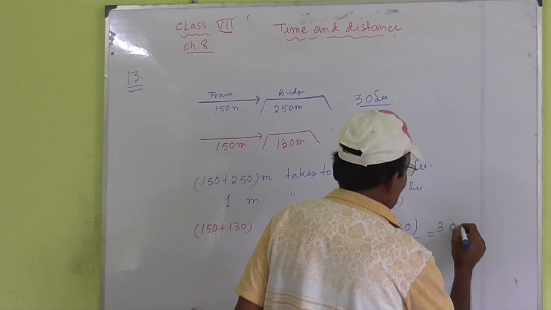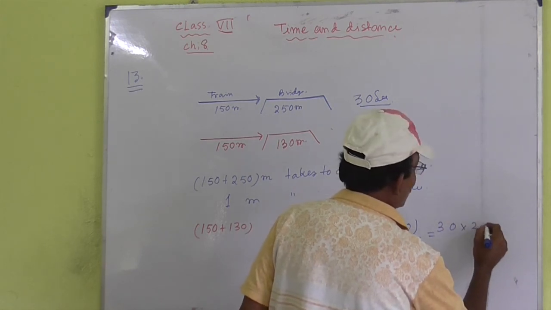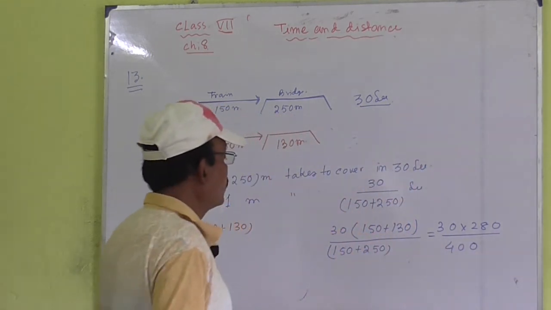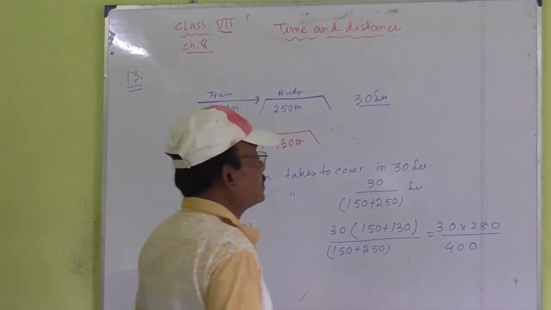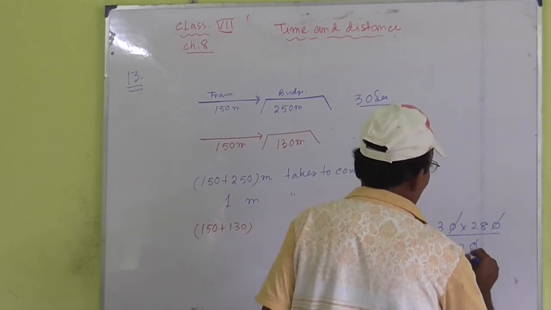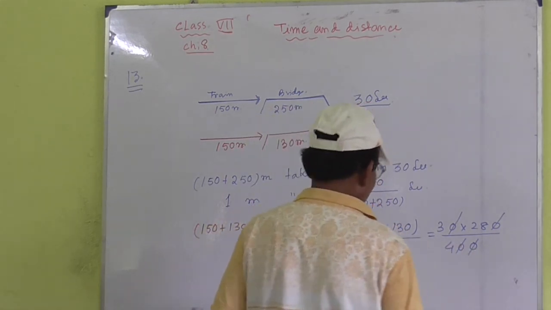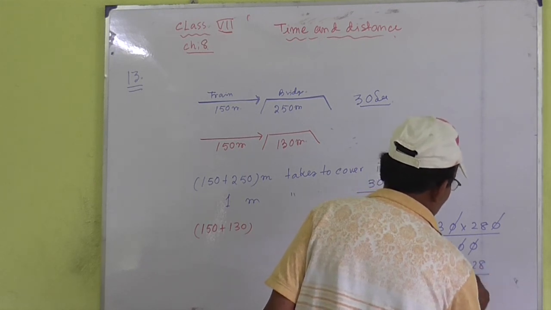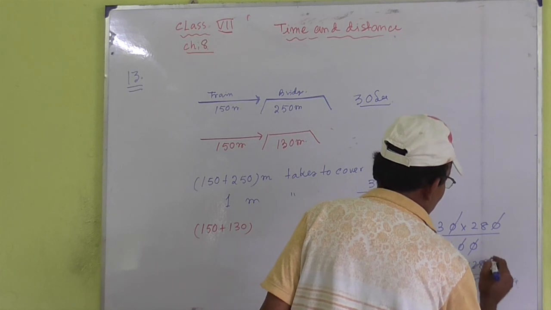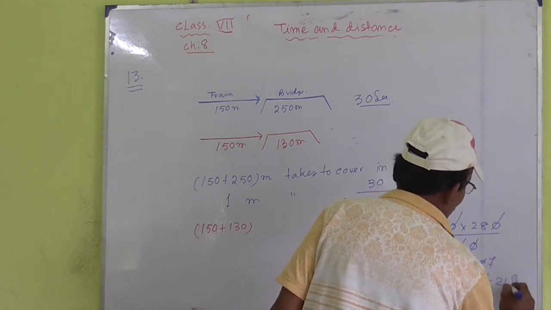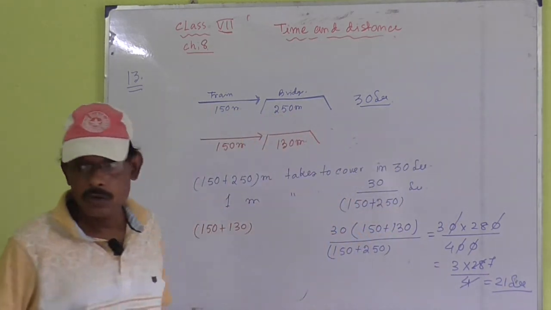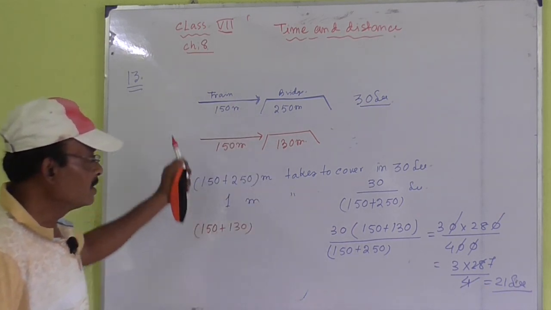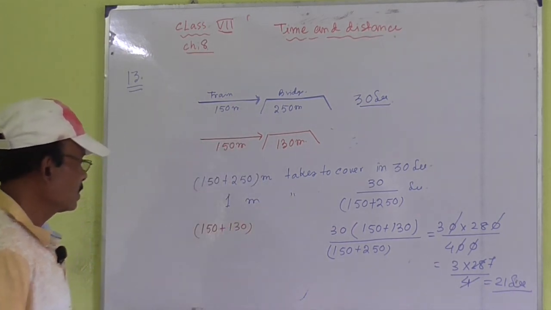So, after calculation, here 280 by 400 and this. Now, this will be 3 into 28 by 4, which is 21 seconds. So, this is the complete sum and the sum is solved in this way. Clear?